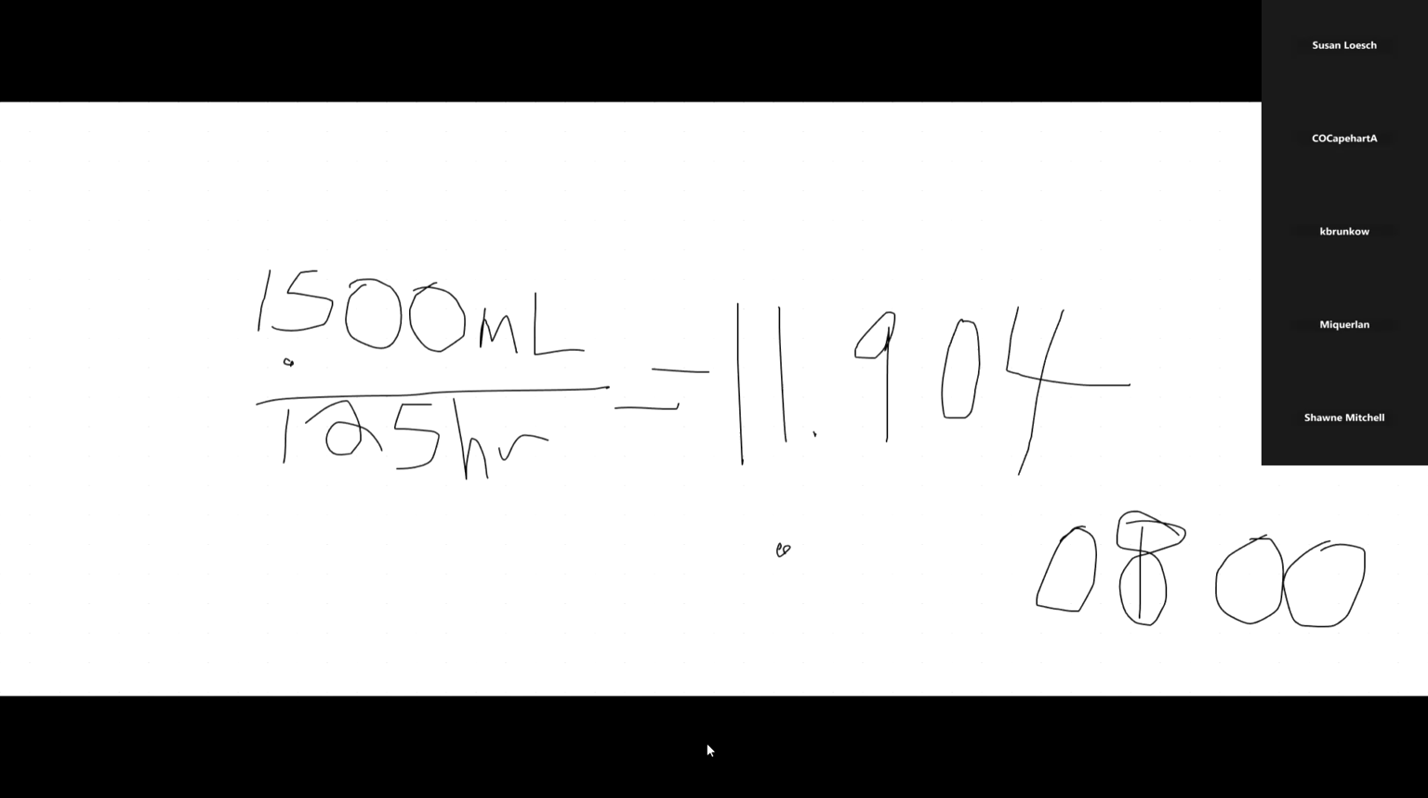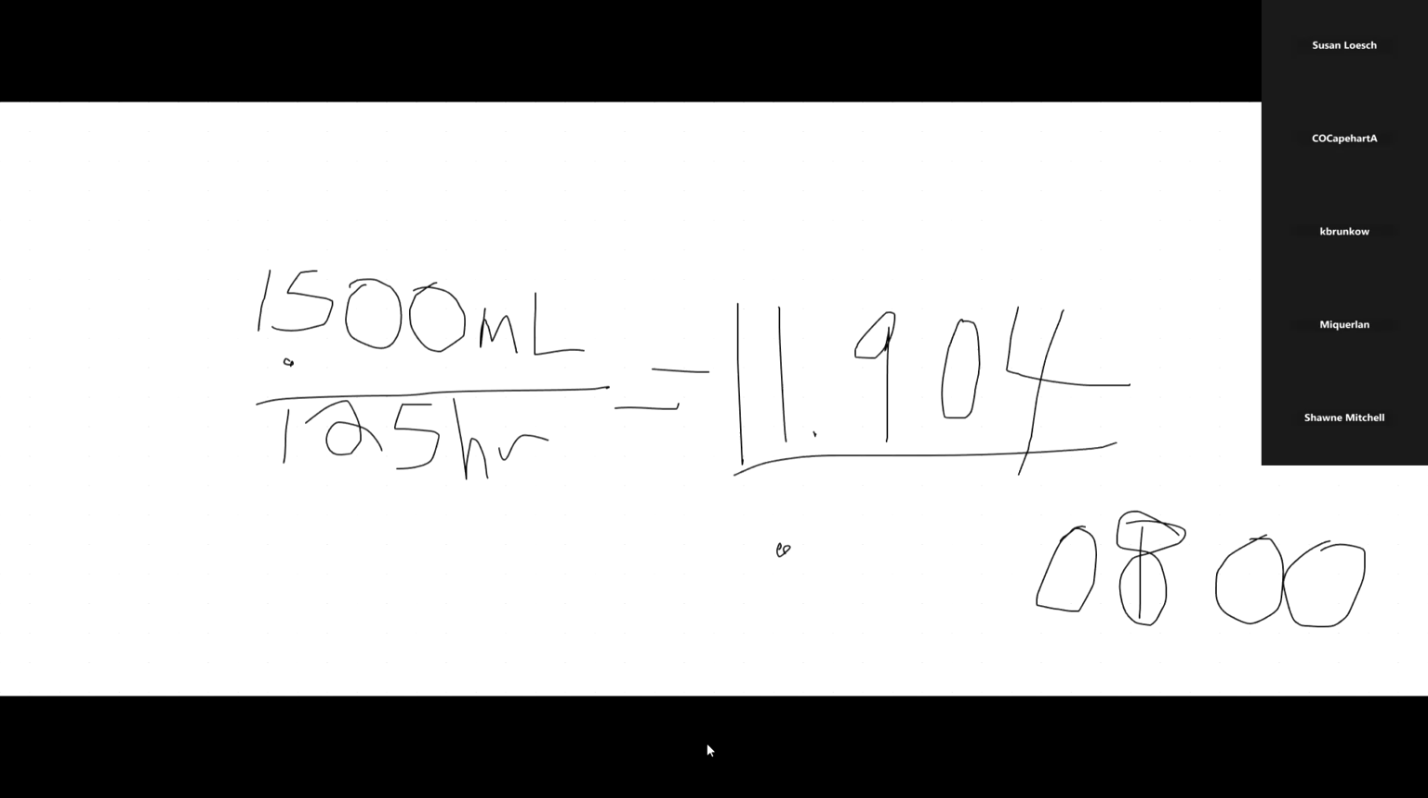If I'm running at 125 an hour, and I have 1500 total, and I'm trying to calculate what time it's going to stop, I have to take my total volume, which is my 1500, and divide that by my rate per hour. And that means that this IV is going to run for 11.904 hours, right?